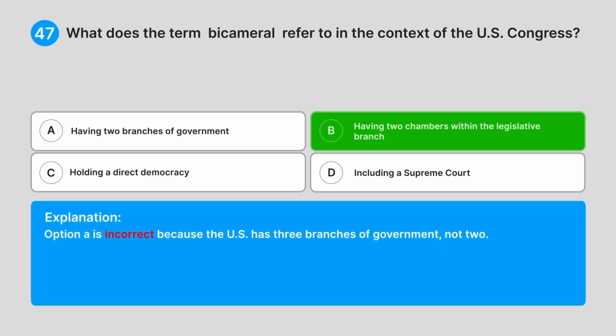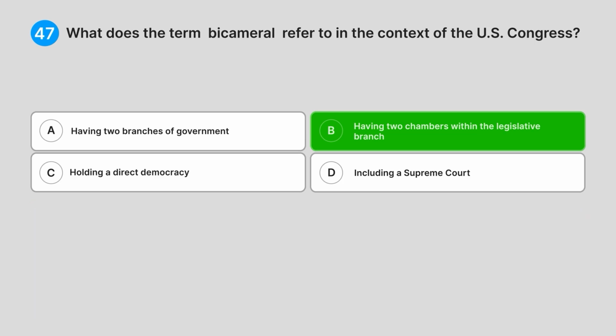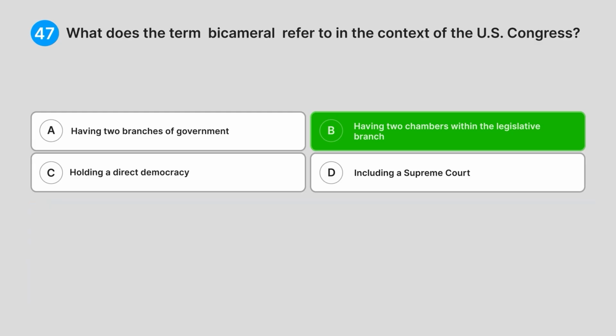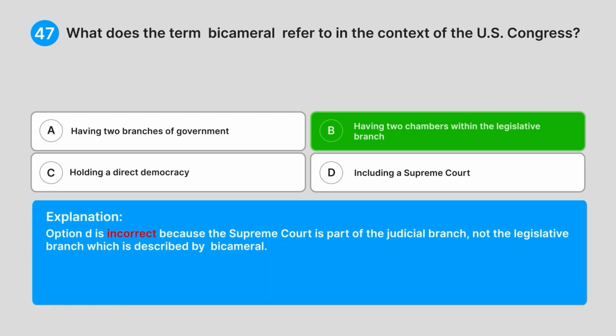Option A is incorrect because the US has three branches of government, not two. Option C is incorrect because bicameral refers to the structure of the legislature, not the method of democracy. Option D is incorrect because the Supreme Court is part of the judicial branch, not the legislative branch, which is described by bicameral.